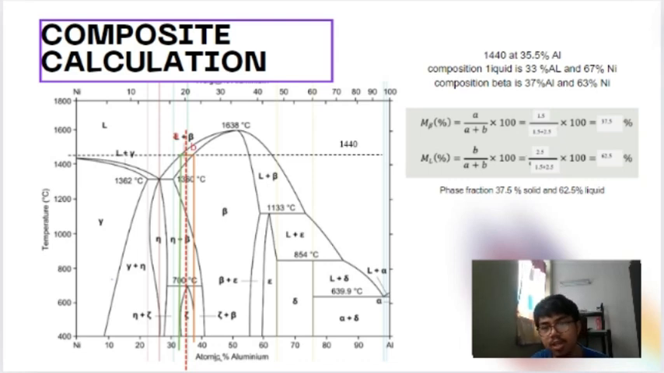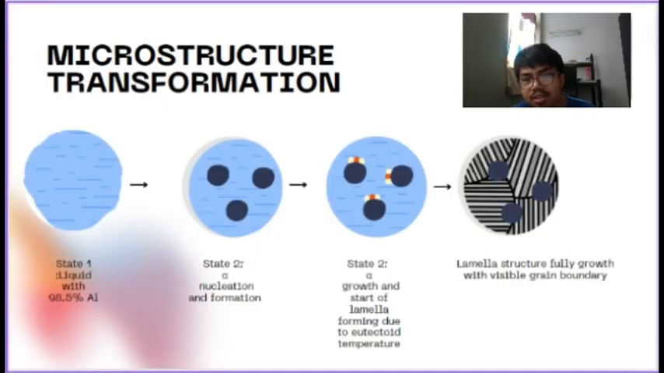For the composition calculation at 35.5% aluminum, we can see from the calculation that the composition of liquid is 33% aluminum and 67% nickel, while the composition for beta is 37% aluminum and 63% nickel. For the phase fraction, from the calculation, we can see it is 37.5% solid and 62.5% liquid.